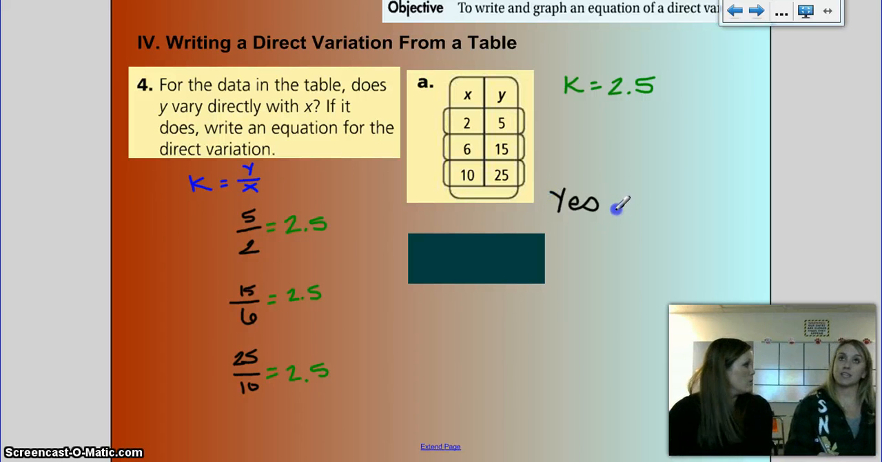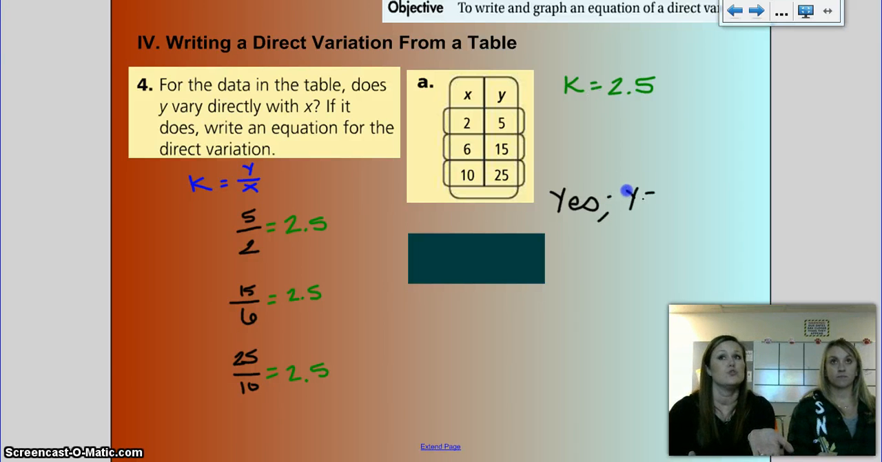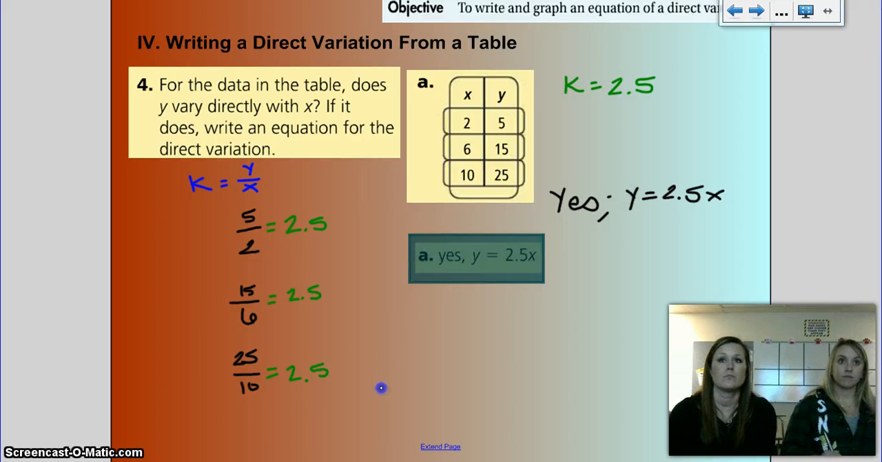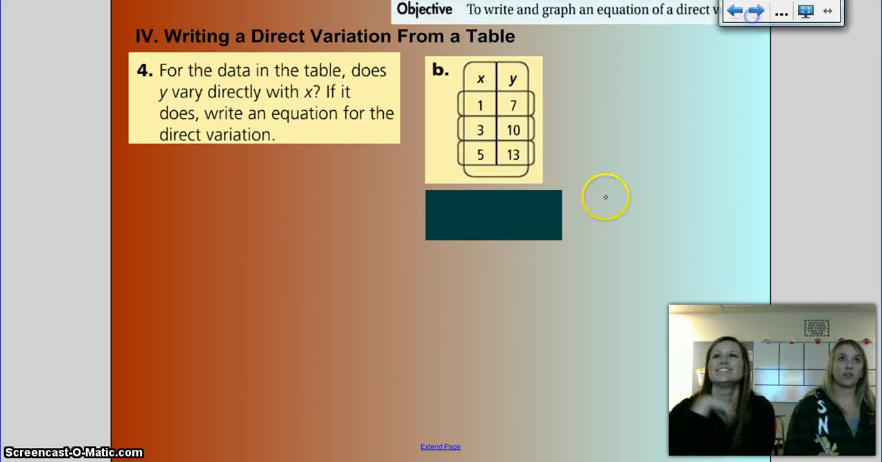Do you want me to say yes, it is a direct variation, or is just yes okay? It's up to you. I'm okay with yes. I'm okay with yes as well. And then if it does, write the equation. So we would write y equals 2.5x. Okay. Yay, we got it. Yay, we know what we're doing.